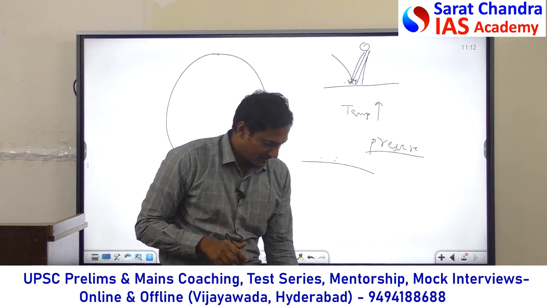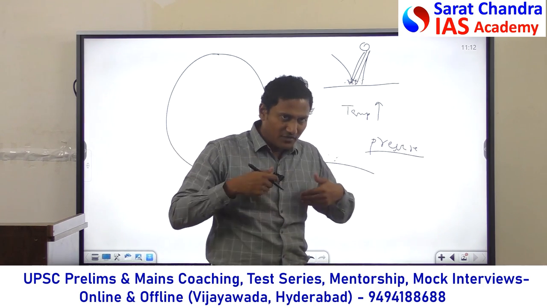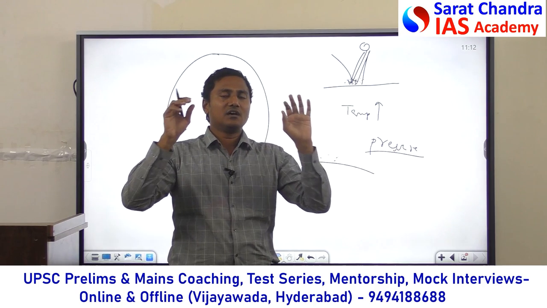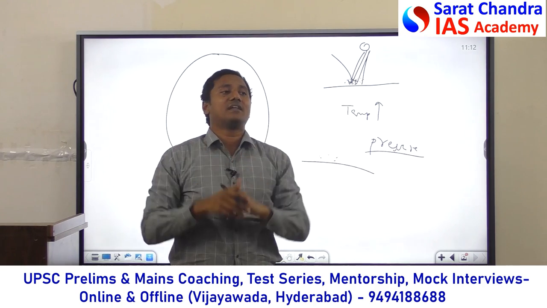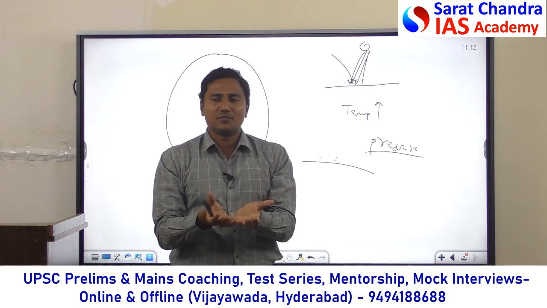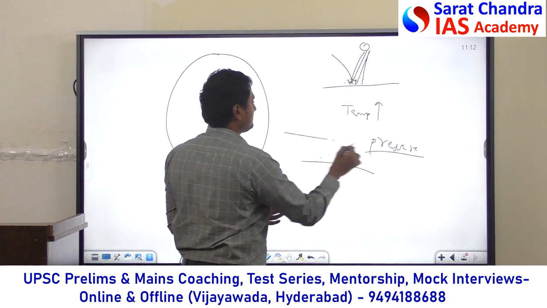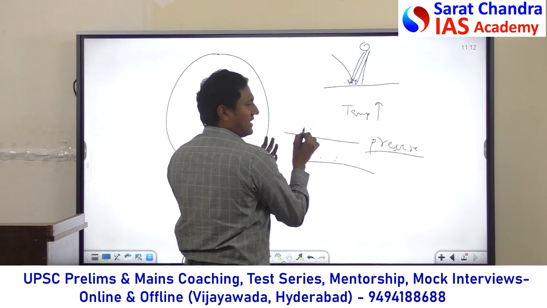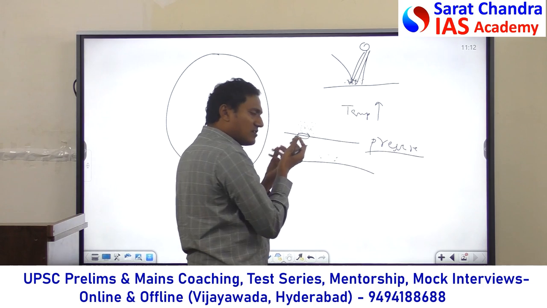For example, here, the pressure in this region is my weight per that area. Similarly, in the atmosphere, the pressure is because of the weight of the air. Air has some weight. Because of the weight of the air, there is some pressure. For example, here, more amount of air is there, heavy air. So in this region, pressure will be more.